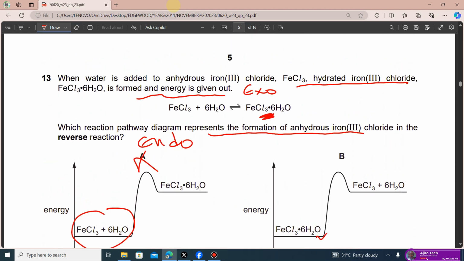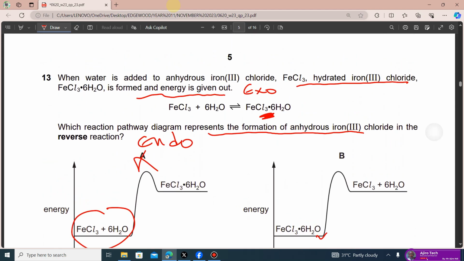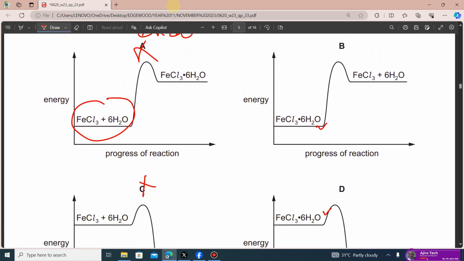Now, for us to have an endothermic reaction, the energy of the product should be more than the energy of the reactant. So the energy of the product minus the energy of the reactant should give us a positive value in this case. So if we look at this, this is higher than this. So this would have a higher value than this. And when we subtract it, we have a positive value, which makes it an endothermic reaction.